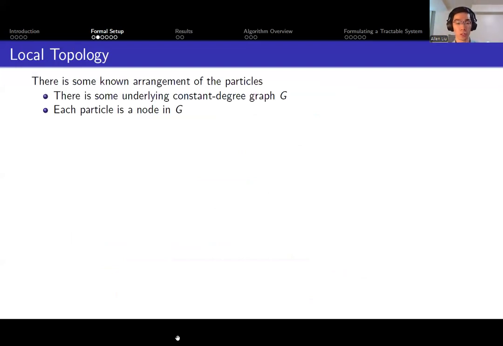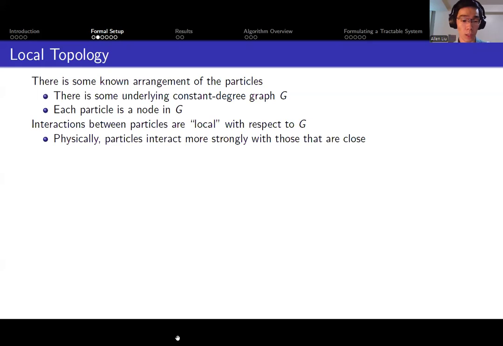So first, the local topology. We'll assume that there's some known arrangement of the particles. In particular, we'll assume that the particles are at the nodes of a constant degree graph G. And so now we'll assume that the interactions between the particles are local with respect to this graph G. This is a natural and physically motivated assumption because physically, particles interact more strongly with those that are spatially close.